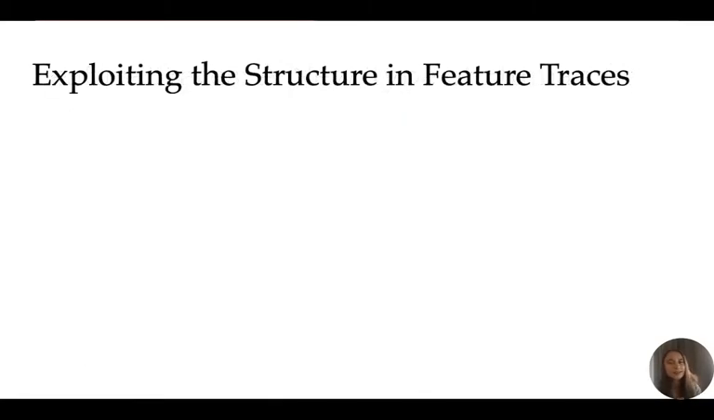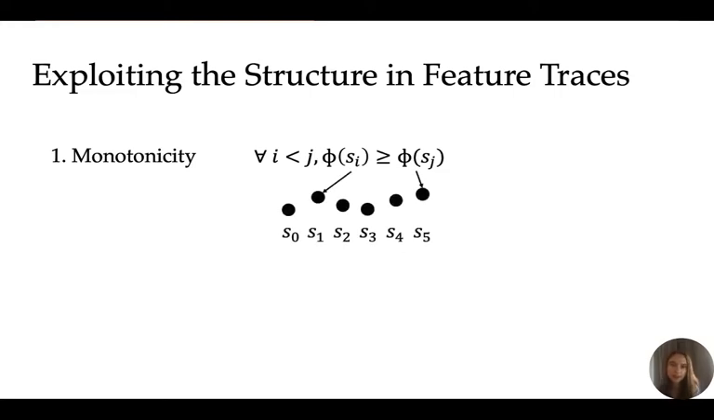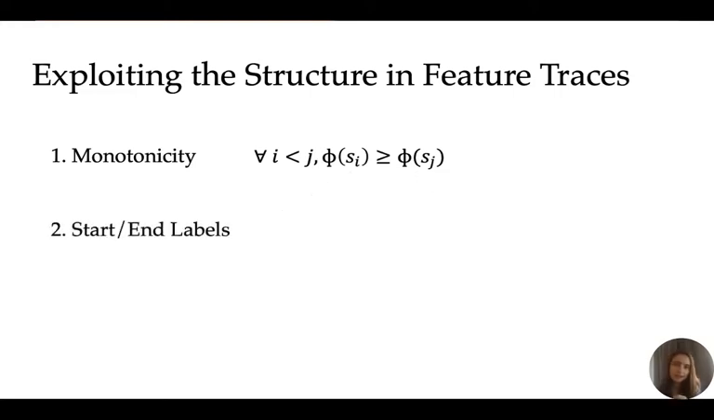The beauty in these feature traces is that there's a lot of inherent structure in them, and we can harvest that to learn a feature effectively. First, we have the feature trace's monotonicity assumption, where the feature values decrease along the states of the trace. Next, we know that all traces approximately start at high feature values and end in low ones.